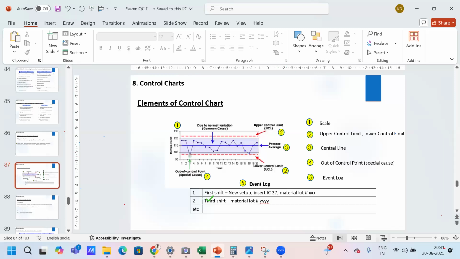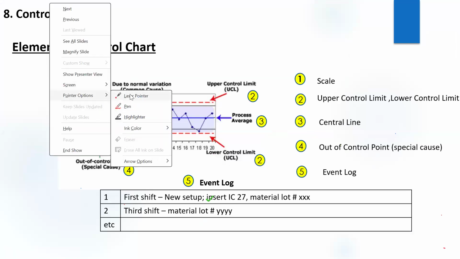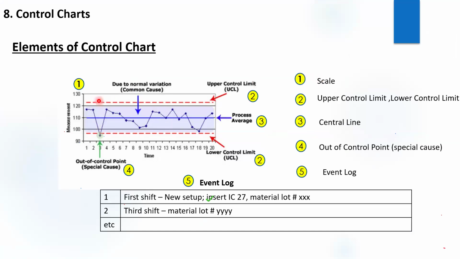So these are the elements of a control chart. It is a basic framework. This is called one scale: 90, 100, 110, 120. So what is part number one? Scale. Scale means the measurement scale: 90 mm diameter of shaft, 100 mm diameter of shaft, 110, 120, 130. So this is called the scale.